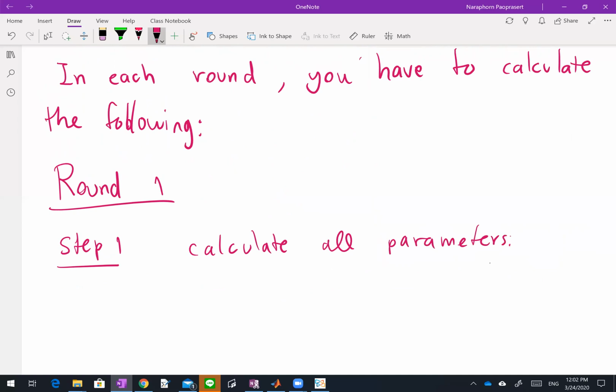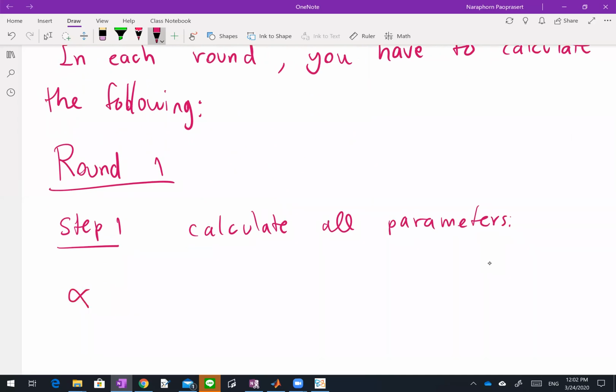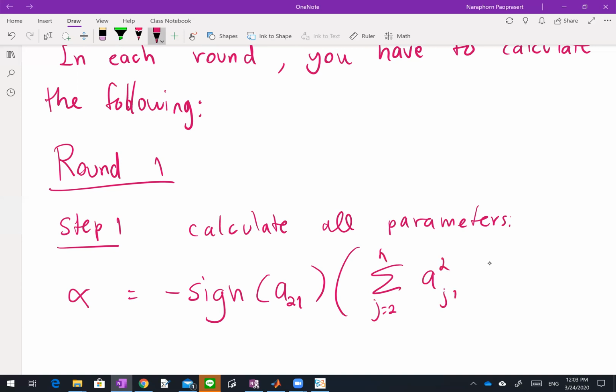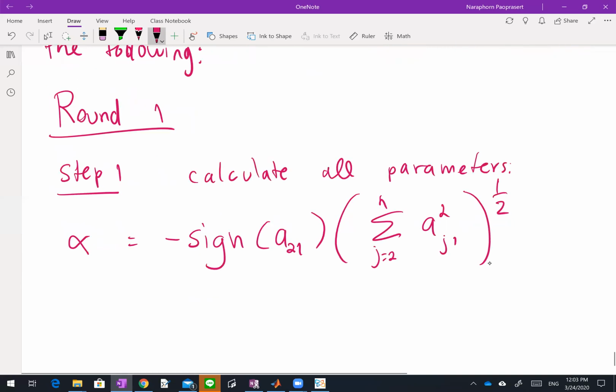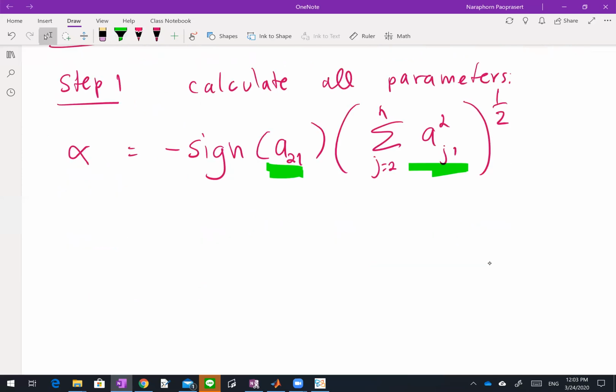The first parameter that you have to find is alpha. Alpha is defined to be the minus of the sign of A21, times the summation from j equals 2 to n of aj1 squared, everything to the 1/2. So basically, if you have a matrix A, then you can easily calculate your alpha, right? Because you just use the values in the matrix A.